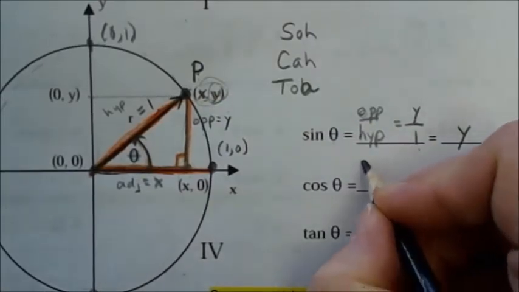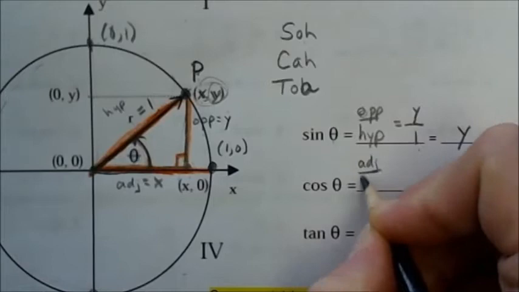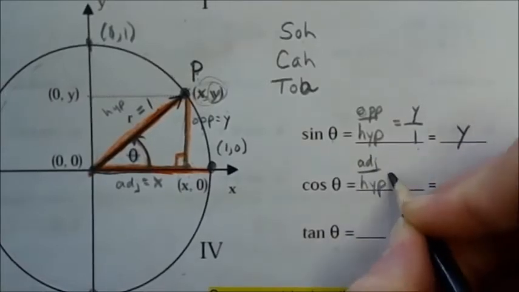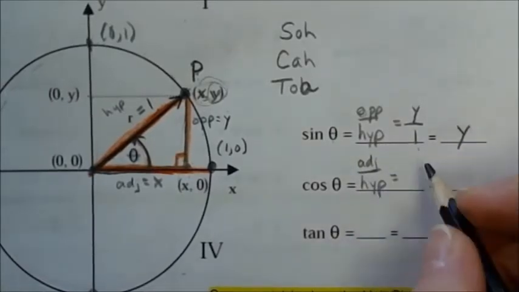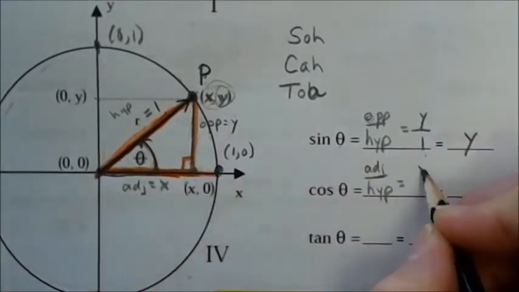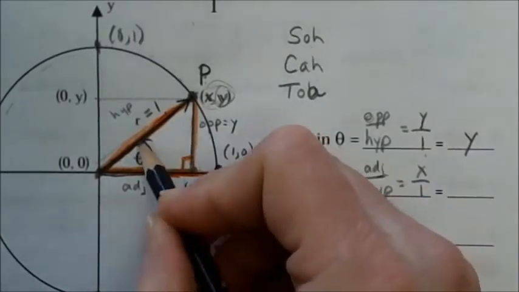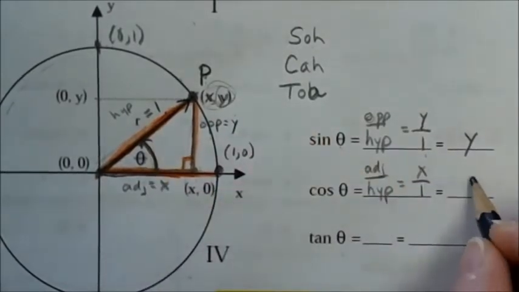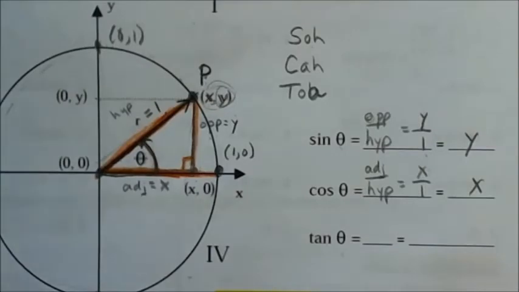Cosine of theta is the adjacent side divided by the hypotenuse. Adjacent over hypotenuse, well, let's see, the adjacent side is of length x. The hypotenuse is of length 1. So the cosine of this angle is x over 1, which is just equal to x.